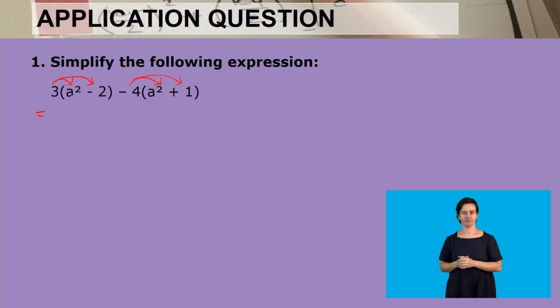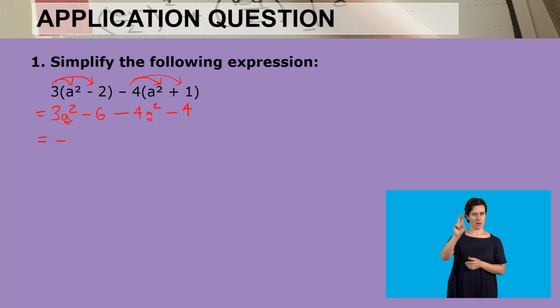Which then says 3 multiplied by 3a is 3a squared. 3 multiplied by negative 2 is negative 6. And then negative 4 multiplied by a squared is negative 4a squared. And negative 4 multiplied by 1 is negative 4. The answer, therefore, would be 3a squared minus 4a squared is negative a squared, and then negative 6 and negative 4 would give us negative 10. So that is our answer.